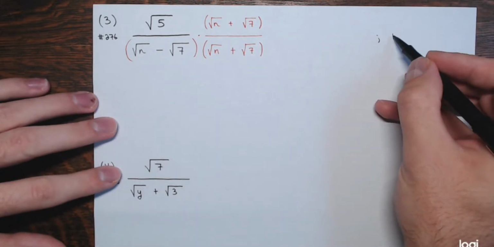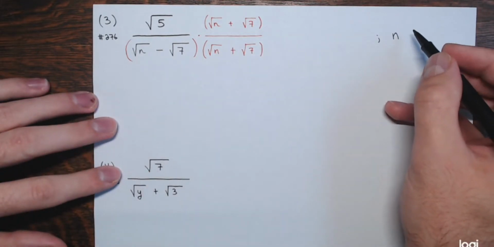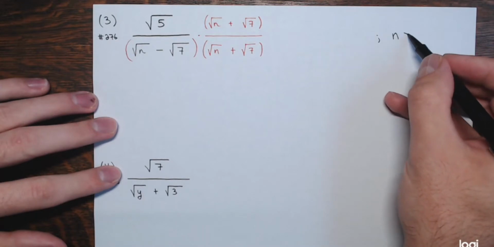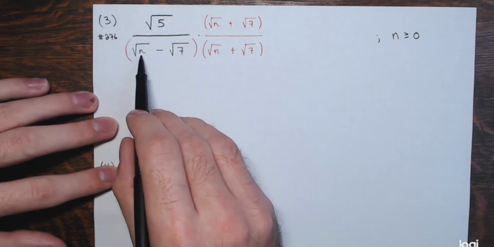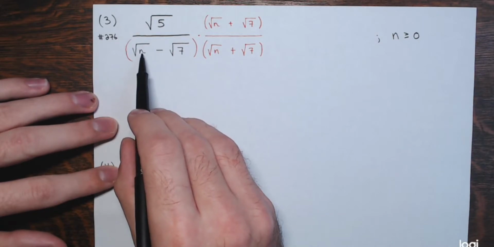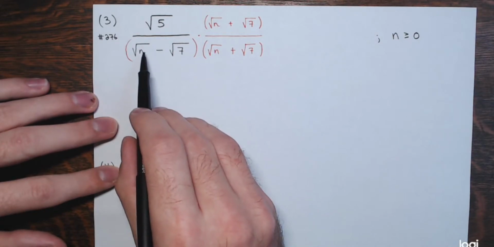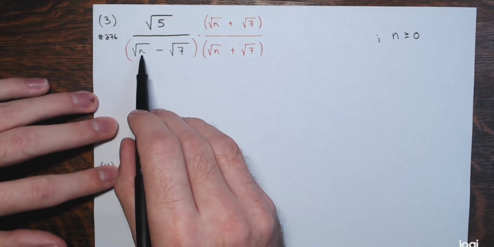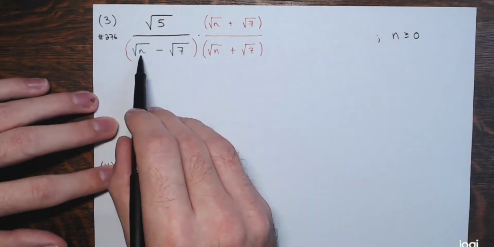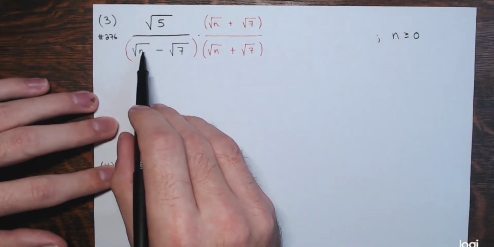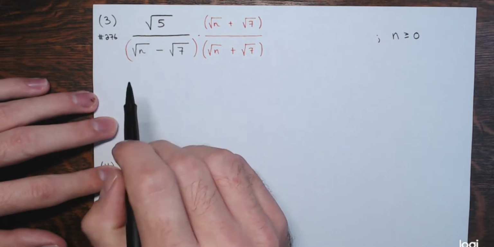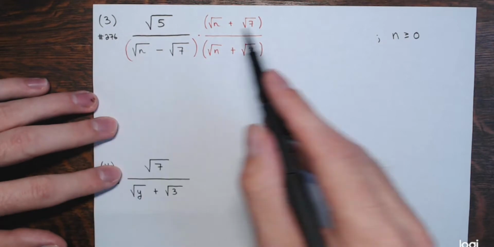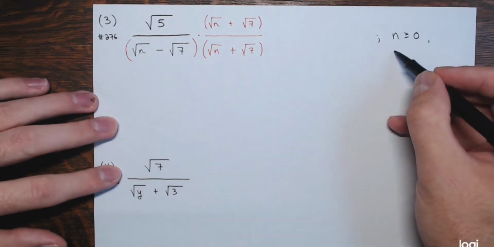Here, n has to be greater than or equal to 0. It has to be non-negative, because if we take the square root of a negative number, that's not real. We're dealing with real numbers here. n can be 0, because if that was 0, the denominator would be minus the square root of 7. The only value n can't be is 7.